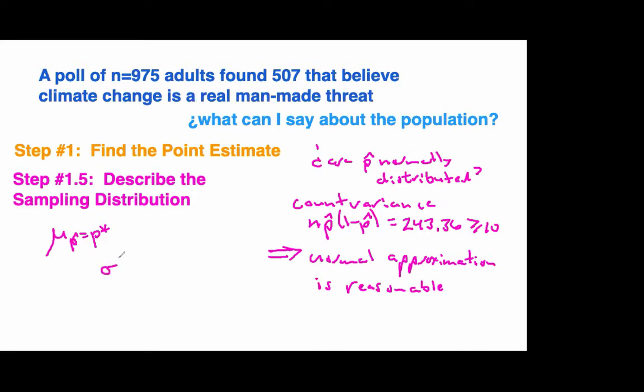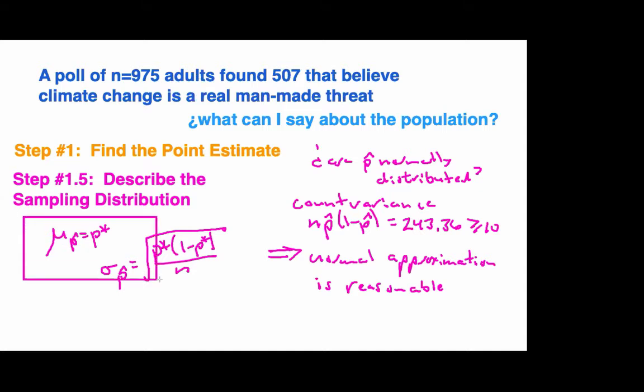And we know that the standard deviation or standard error of those sample values would be the square root of p star times 1 minus p star all over n. And this again would be a normal distribution. The only problem, and it's kind of a big problem, is that these are all unknown. I don't know what these are.